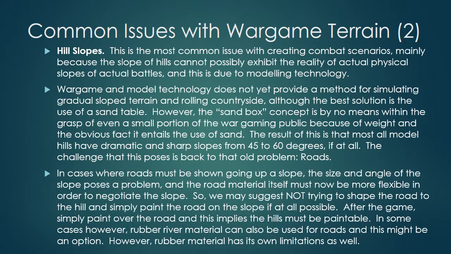In cases where roads must be shown going up a slope, the size and angle of the slope poses a problem, and the road material itself must now be more flexible in order to negotiate the slope. So we may suggest not trying to shape the road to the hill and simply paint the road on the slope if at all possible. After the game, simply paint over the road, and this implies the hills must be, of course, paintable. In some cases, however, rubber river material can also be used for roads, and this might be an option. However, rubber material has its own limitations as well.